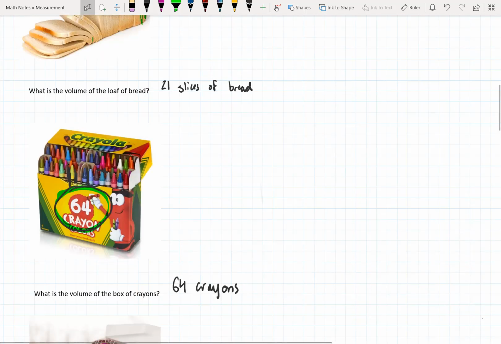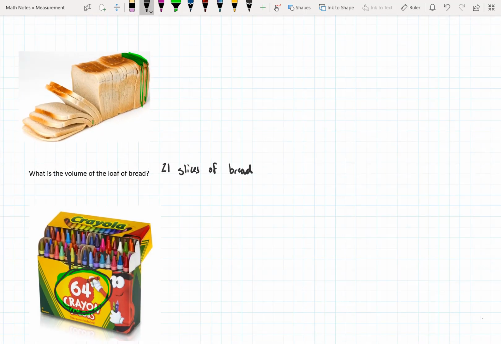However, these slices in this loaf of bread, they are perfectly stacked on top of one another, and there's no space in between each slice. So it's going to give you a more accurate measurement of the volume of the loaf of bread.